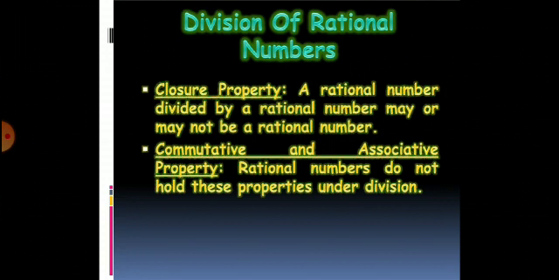Now division of rational numbers. Again the first property: a rational number divided by a rational number may or may not be a rational number. There is only one assumption. Here if A and B are two rational numbers, then B should not be equal to 0. If B is not equal to 0, then it will be a rational number. Sometimes it may or may not be a rational number. About commutative and associative property, rational numbers do not hold this property under division.